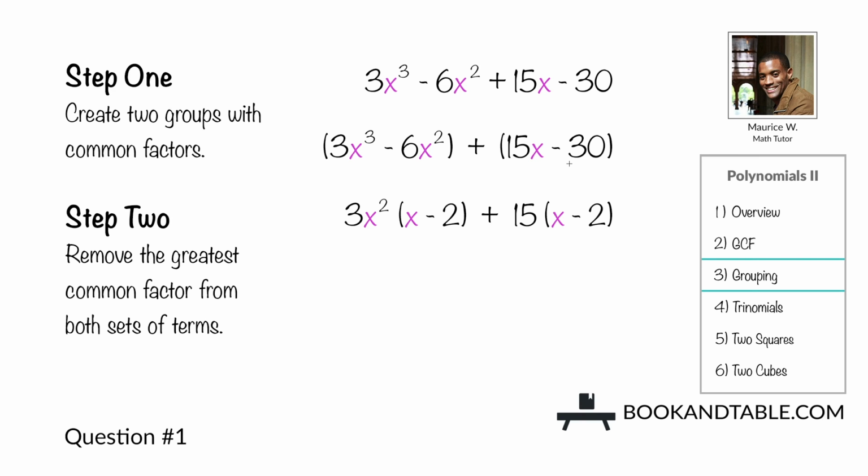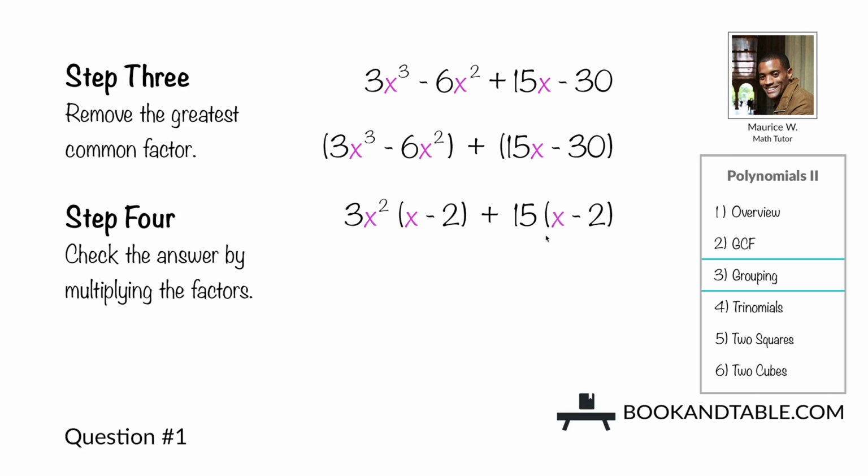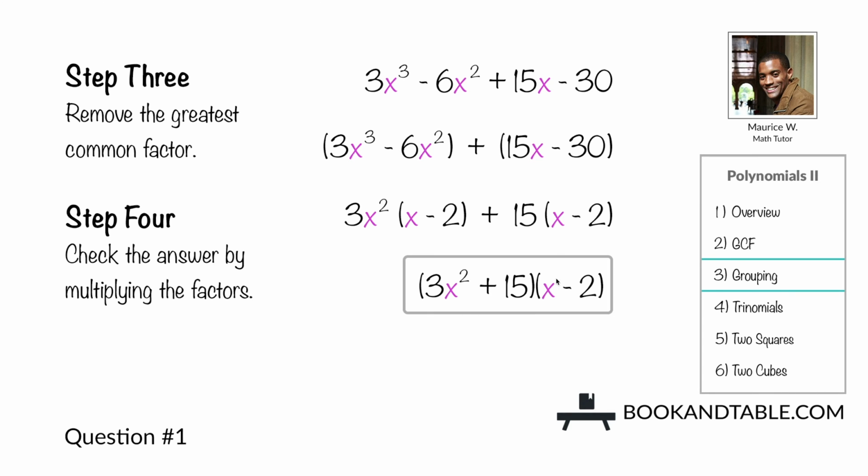And we have 15x minus 30. We can remove 15 from each of these. 15x divided by 15 gives you x. And negative 30 divided by 15 is negative 2. So once we remove the greatest common factor from both sets of terms, we wind up with 3x squared times x minus 2 plus 15 times x minus 2. And we see that both of these terms have a common factor of x minus 2. So we want to remove that common factor, giving us x minus 2. And the remaining terms create a factor, 3x squared plus 15.